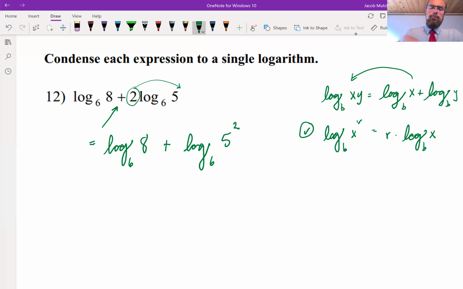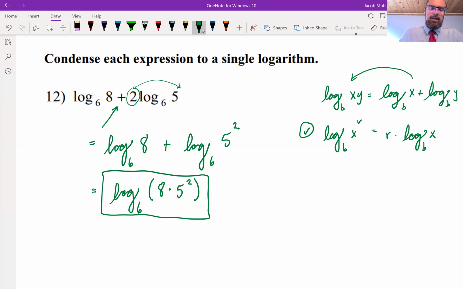Let's apply the first property to get one single logarithm. So this is equivalent to log base 6 of 8 times 5 squared. And notice, even if I've got just numbers, as in this example, the same properties will apply to either expand or condense a logarithmic expression.